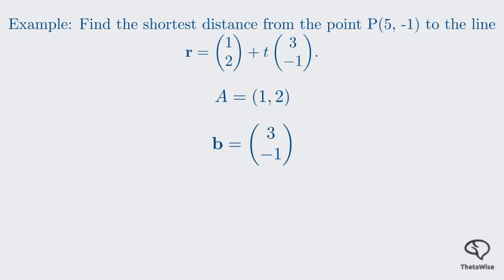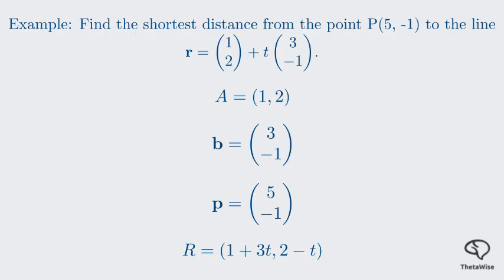Next, let's represent the point P as a position vector. The position vector for P is (5, negative 1). Now, let's write the position vector of a general point R on the line. Its coordinates are 1 plus 3t and 2 minus t. So the position vector is this column vector. A general point R on the line has coordinates 1 plus 3t and 2 minus t.